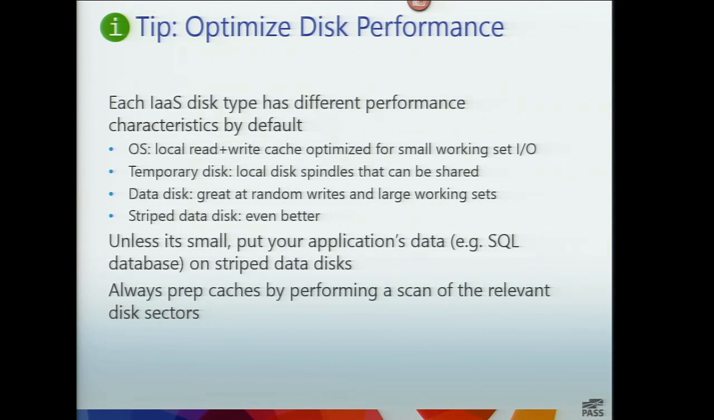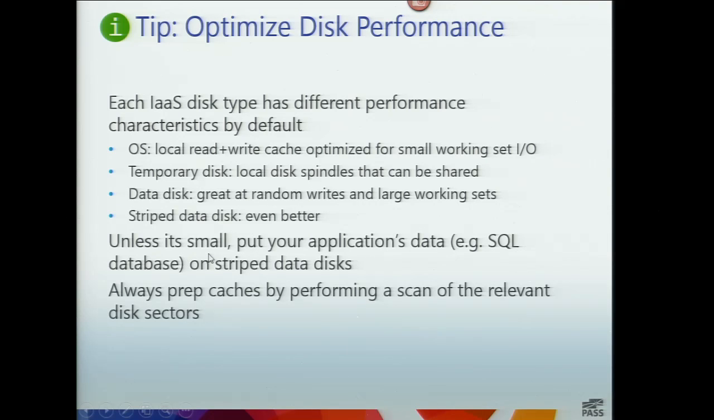Tips on optimizing disk performance. OS disk, best to have the read-write default. Temporary disk, be aware that it's local spindles that can be shared. Your performance is going to be variable. Make sure that if you're going to use it for storage and you care about performance, that you pre-expand. So you write to expand the dynamic VHD first. The data disk, great at random writes and large working sets, and a striped data disk is even better. Actually, so put it in a stripe and you'll get good performance.